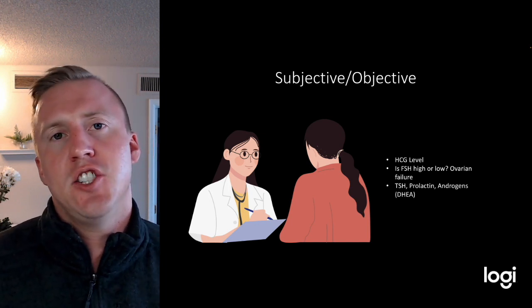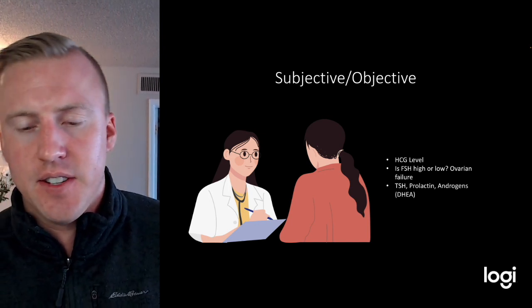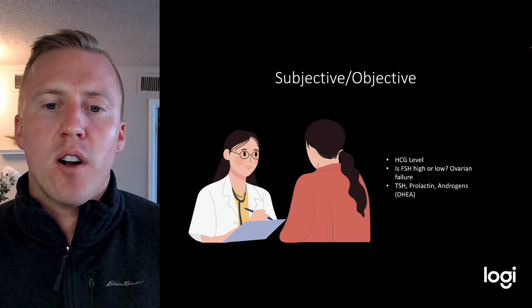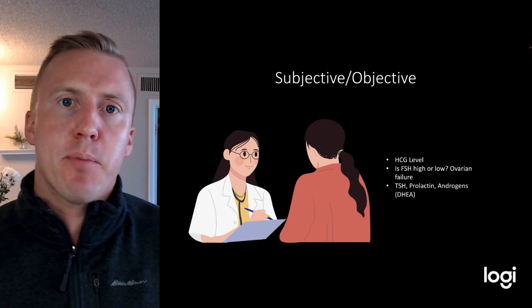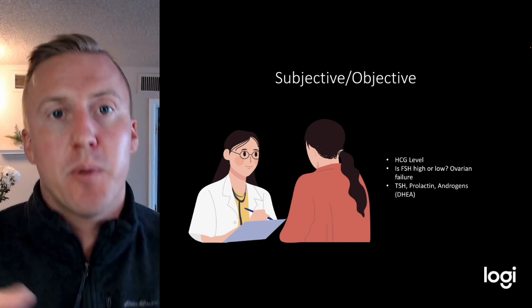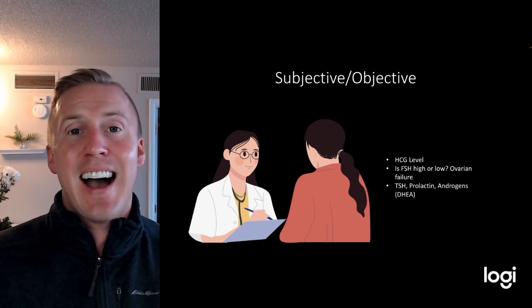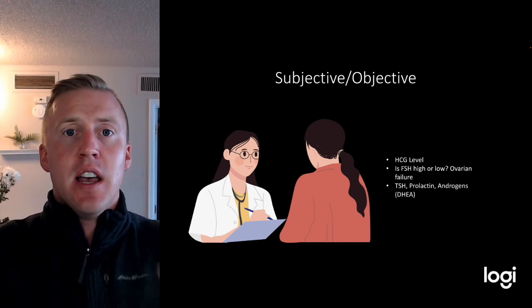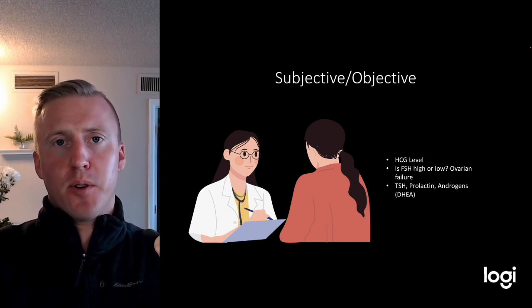Objectively, we talked about the HCG level. We want to get that and just rule that out right away if it could be a cause. For our FSH levels, we want to look at whether those are high or low, right? If they're low, it could be a primary problem where we're just not giving enough follicle-stimulating hormone. Therefore, we're never telling the ovary and stuff to make those hormones. Or if it's high, it could be ovarian failure, right?